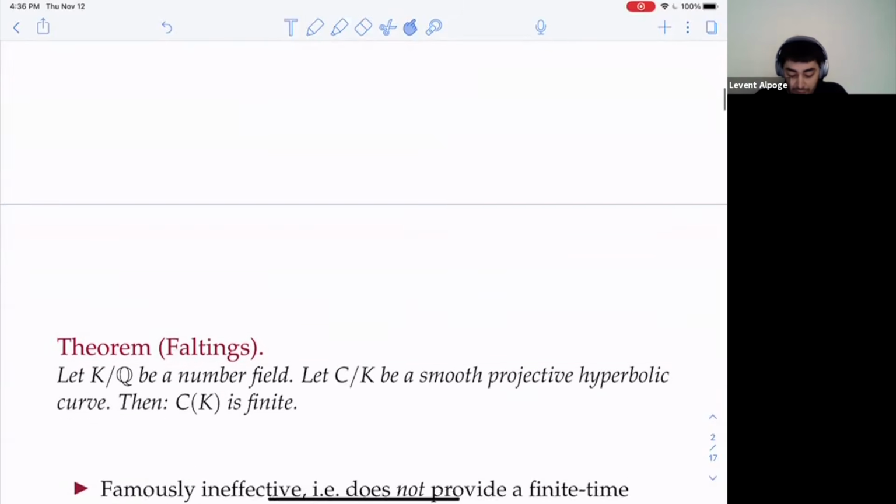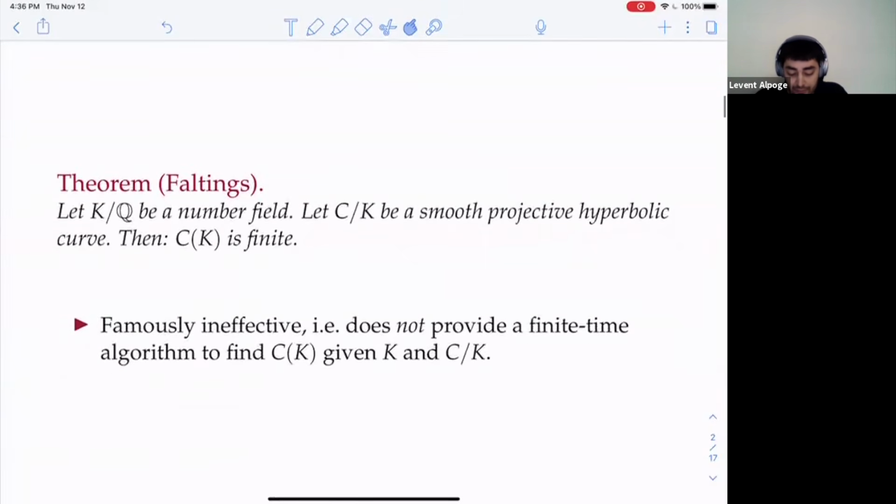But I want to make the point that each of these methods are ineffective. They do not provide you a finite time algorithm. So in this talk, for the sake of a little bit of laziness, I'm going to define effective, in the standard way, to just mean something to do with finite time algorithms. These methods are ineffective in the sense that given your curve, given an equation, and given the number field, of course, going back to Diophantus, you want to find the solutions of that equation. But these techniques do not provide you a way to do it. And remember, I said Faltings' theorem was in the 80s.